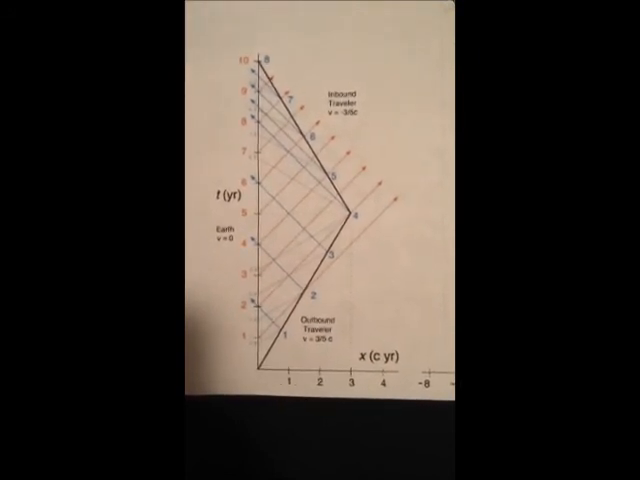Thus, the twin from outer space is only 30 years old when he returns, whereas his twin counterpart is 50 years old.